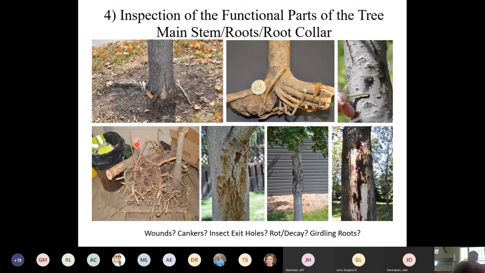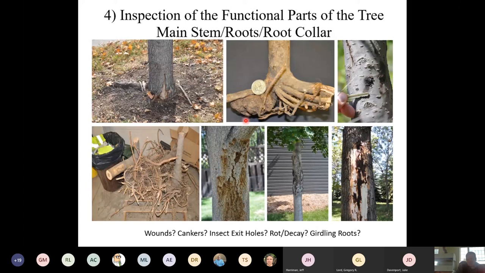Here are some trees that were cut down and pulled out because they had terrible girdling roots and the trees were not doing well. They're planted in a confined planting spot, so they're urban trees, so they didn't have really great opportunities to expand. This kind of looks like there's something wrong, right? There's some weeping and oozing.